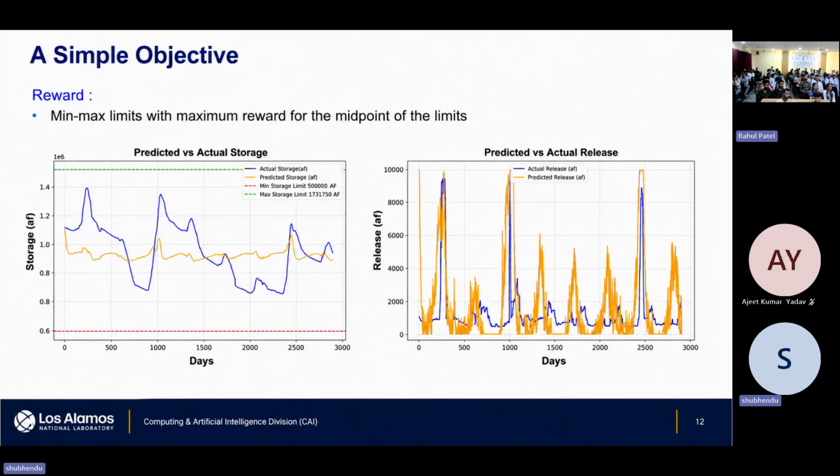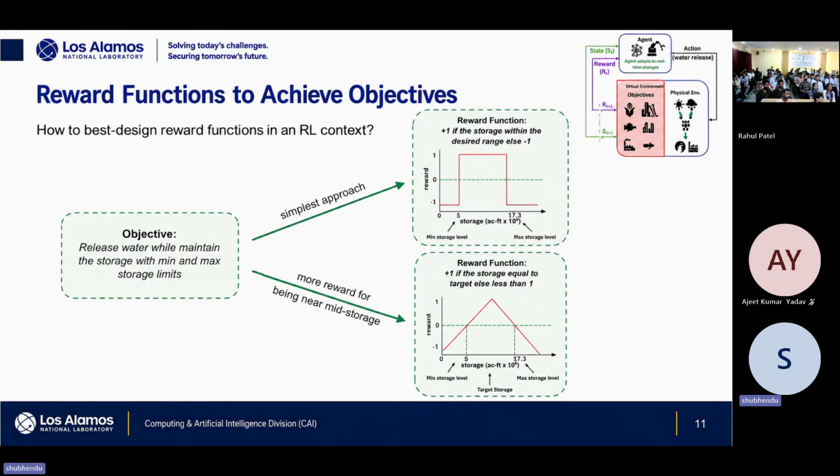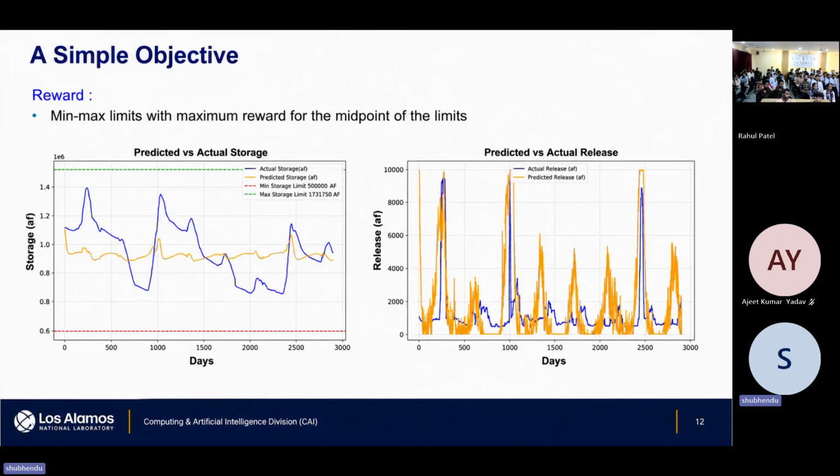So this is the reward in this slide. The reward which we are using is this complex triangular reward, right? Where we are telling the agent, you try to keep the storage levels close to the mean of the min and max storage levels. Caveat here, the blue curve which you see on the left plot and on the right plot, those are historical storage and release values.